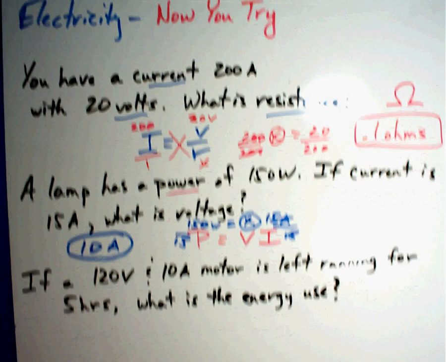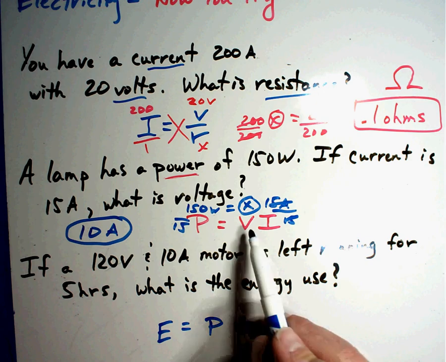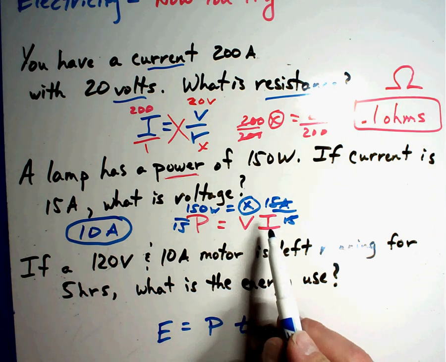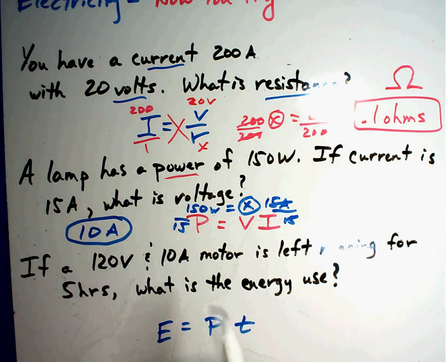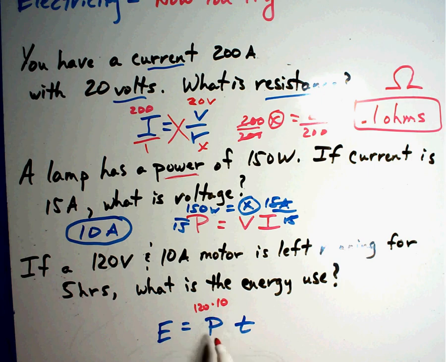And for the last one, if 120 volts and 10 amp motor is left running for 5 hours, what is the energy use? Well, that electrical energy, it's going to be power times time. Well, we know from here that power is volts and current. So that means that if I'm going to do this, that 120 times 10 is this answer right here. That's what P is. Time was 5 hours.